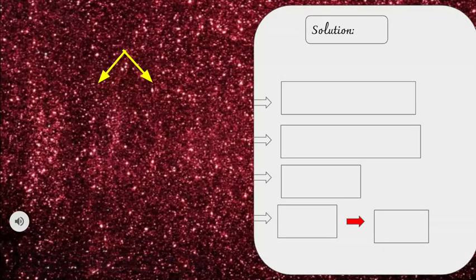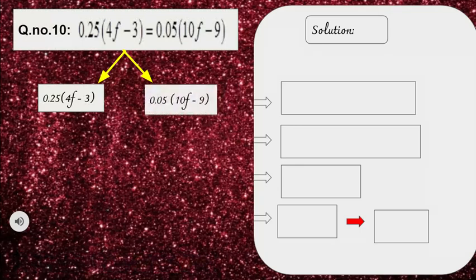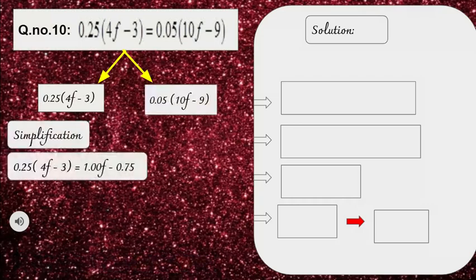Now we can solve the last question of this exercise, that is question number 10. 0.25 into 4f minus 3 is equal to 0.05 into 10f minus 9. So on the left side you can see 0.25 into 4f minus 3. Same way, on the right side it's given 0.05 into 10f minus 9. So first we can simplify the left side, that is 0.25 into 4f minus 3. 25 into 4 is 100.